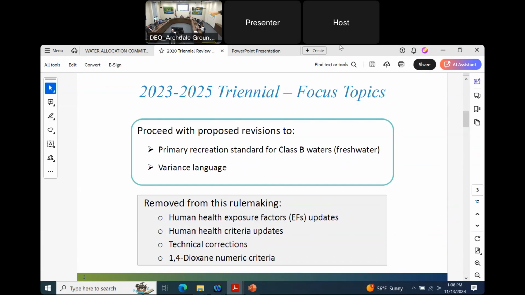The remaining topics that we had previously put forth, we're proposing to remove from this rulemaking due to some ongoing evaluation of those topics. The topics being removed would be the updates to human health exposure factors in 02B .0208, the updates to select existing human health criteria, some technical corrections associated with those rules, as well as the updating and adoption of the 1,4-dioxane numeric criteria.